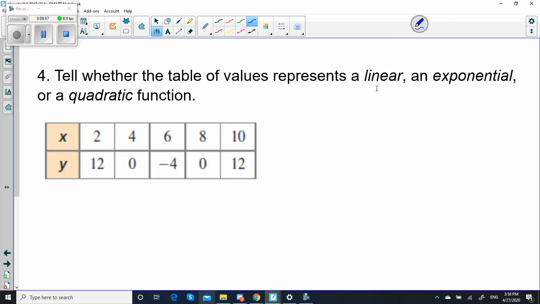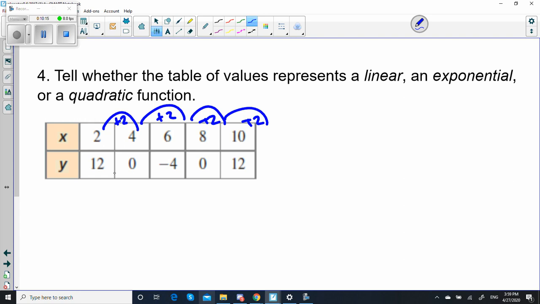Okay, number 4, linear, exponential, or quadratic. Now across the top, I've got plus 2 this time. Plus 2, plus 2, plus 2. And that's okay. Just because it's not plus 1 doesn't matter as long as your y is consistent. And x has to be consistent as well.